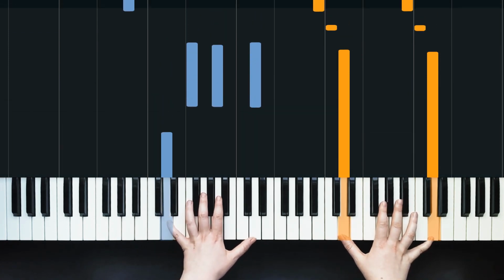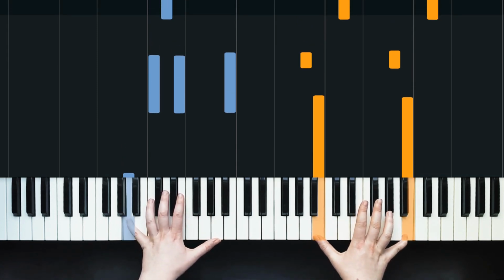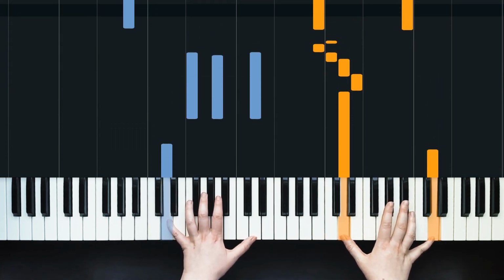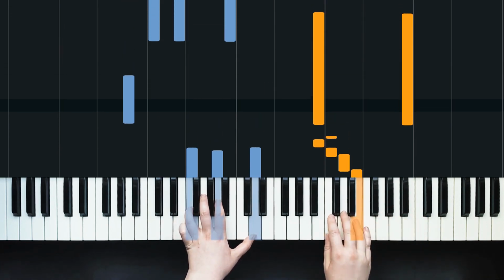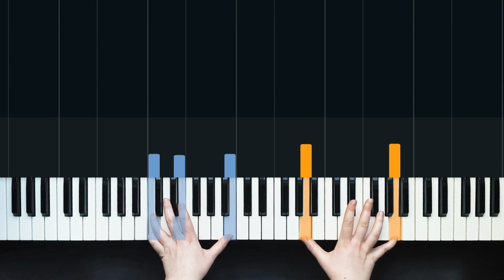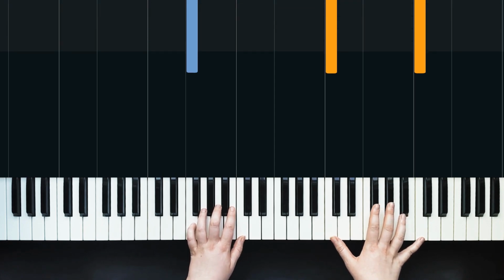Okay, here we go. 1, 2, 3, 1, 2, 3, and 1, 2, 3, 1, 2, and 3. 1, 2, 3, 1, 2, and tiddly. 1, 2, 3, 1, 2, and 3. Okay, we're going to keep going. Same thing. We're doing these octaves. Now, do you remember what was next? Well done, it was the F.